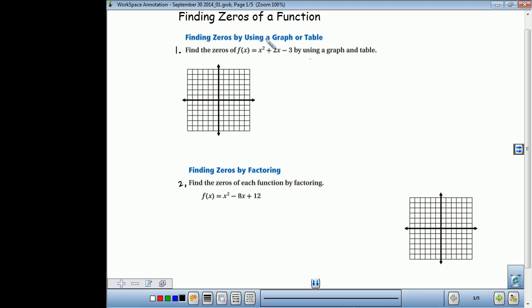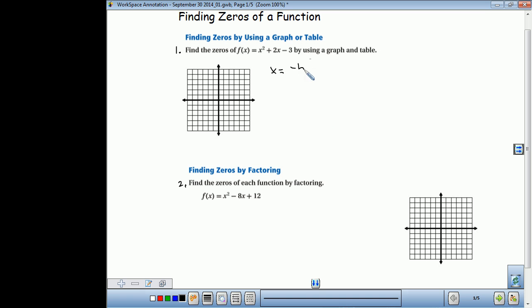Okay, so first of all, let's go back and just do it the way we know how. Find the zeros of the function. All right, we're going to do it by graphing. So how would we graph this function right now? What do you think? You would use negative b over 2a. Excellent.